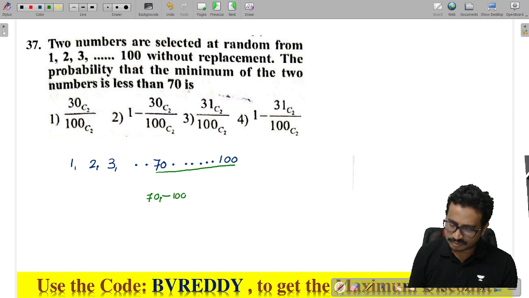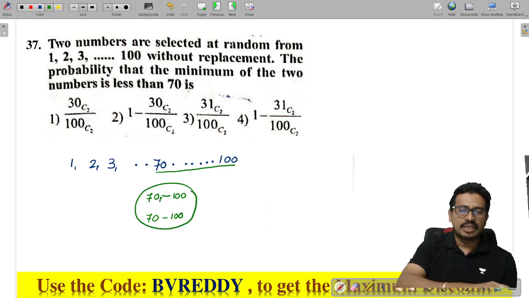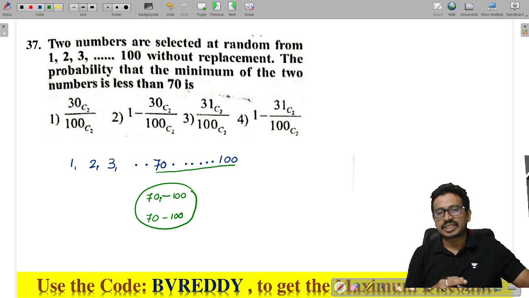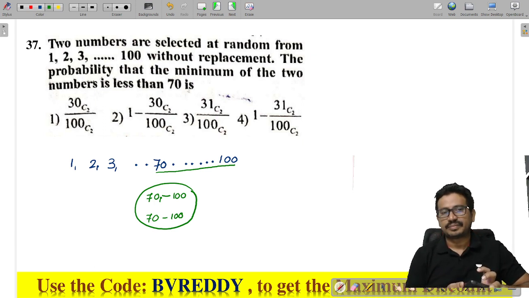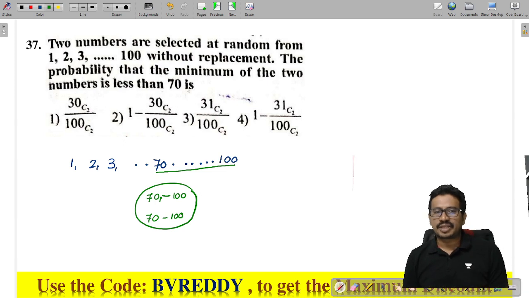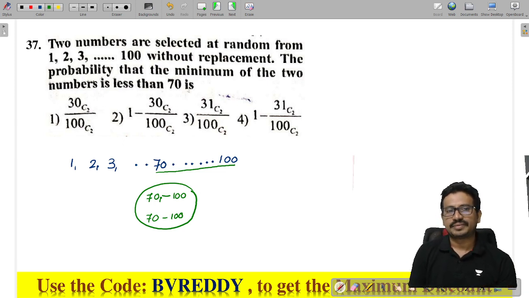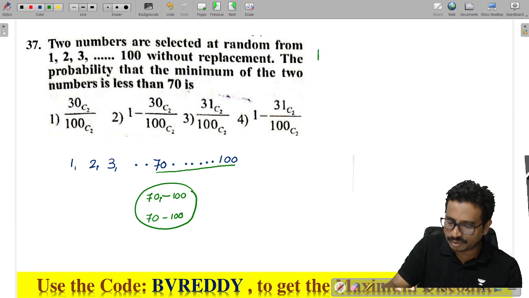Let us consider. And the second number also I have selected from in between 70 to 100. That means the minimum of this will not be less than 70; it will become greater than or equal to 70. So I need to get the two numbers, and the minimum of the two numbers must be less than 70.